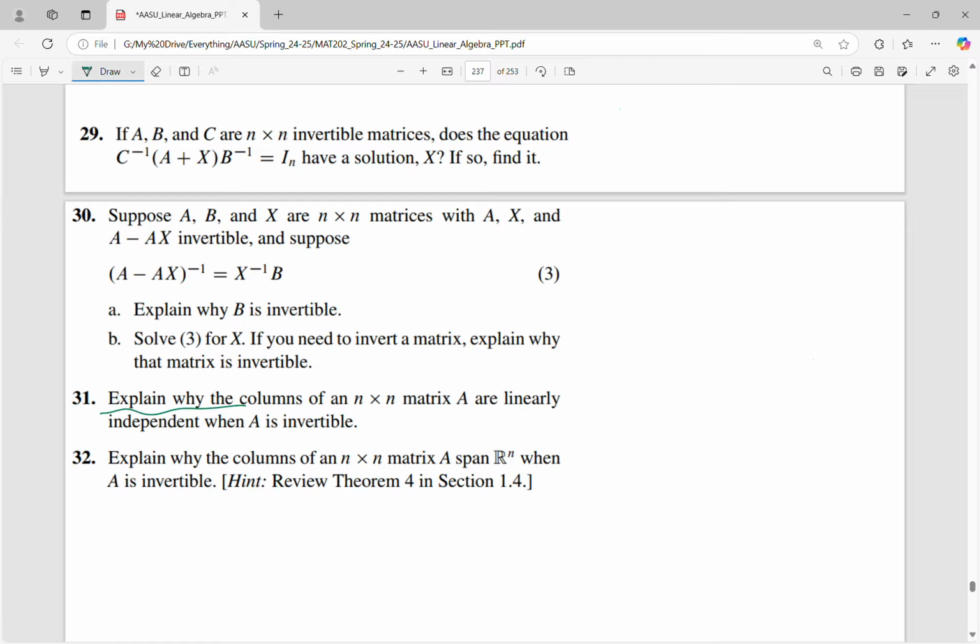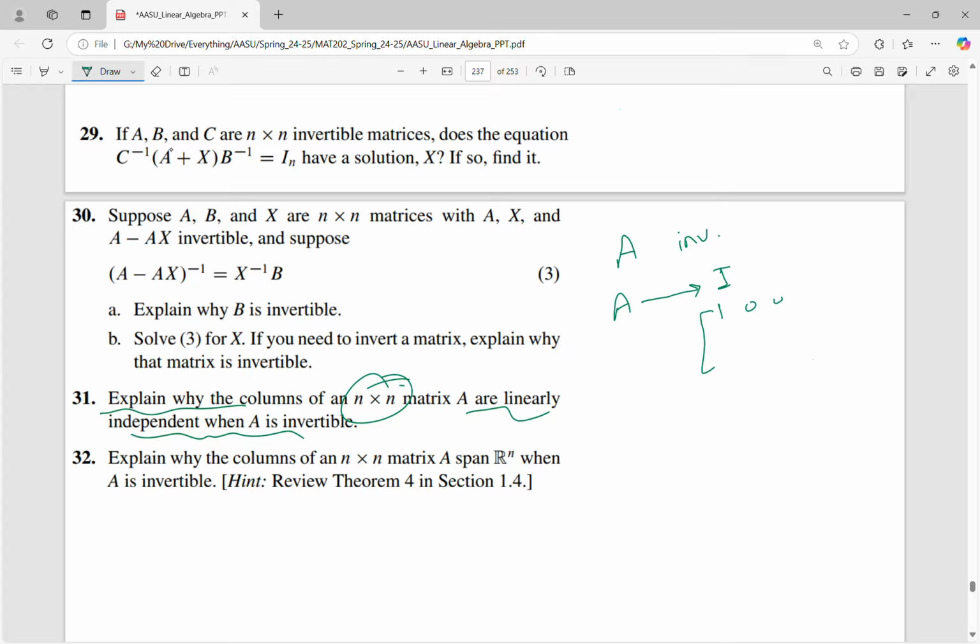Explain why the columns of a square matrix are linearly independent when A is invertible. If the matrix is invertible, I want to show that the columns are linearly independent. Okay. I have a matrix A that's invertible. What does it mean to say A is invertible? It means if you reduce A by row operations, you will reach the identity.